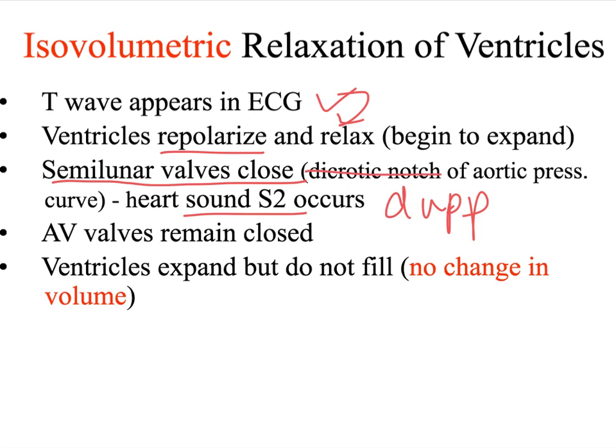Okay, don't worry about this. You can cross that out. The AV valves stay closed, and the ventricles' volume expands, but no blood comes in. So volume is not changing. So it kind of makes sense, right? Isovolumetric relaxation. Now that's going to take us to the next step.